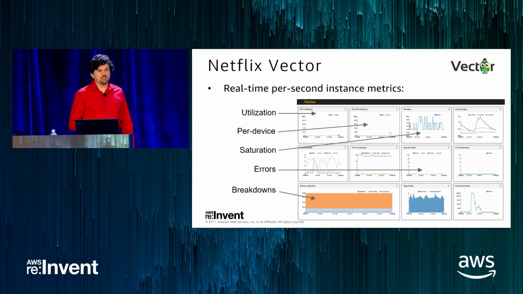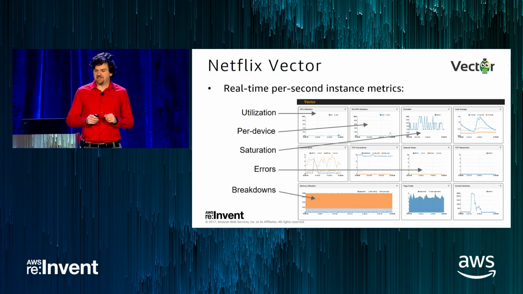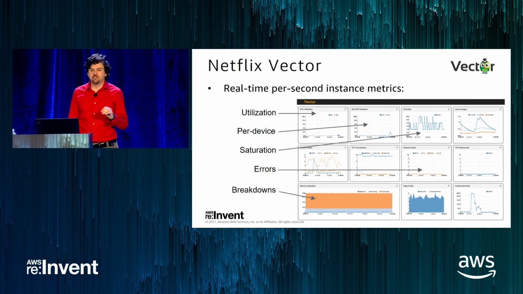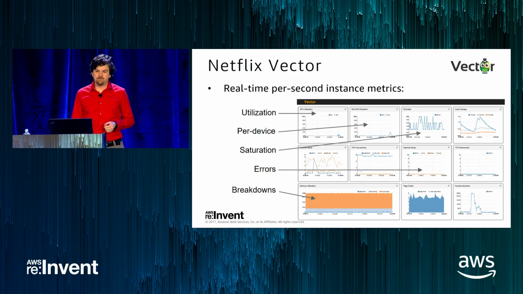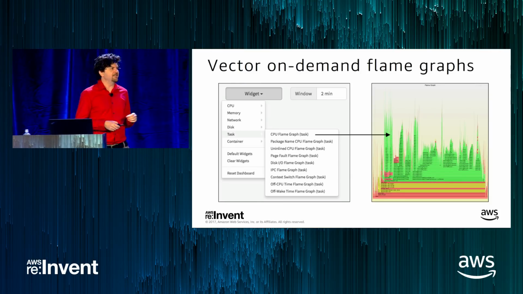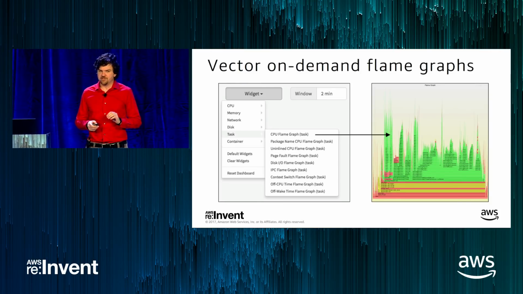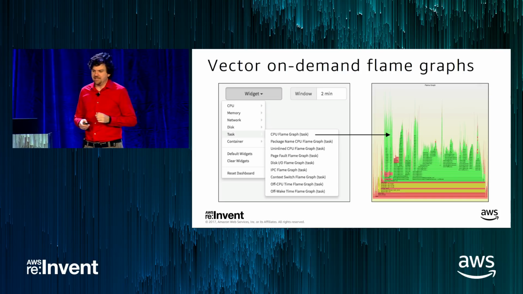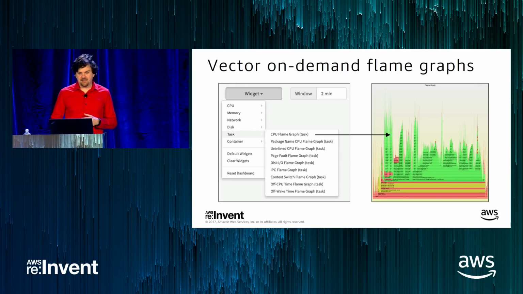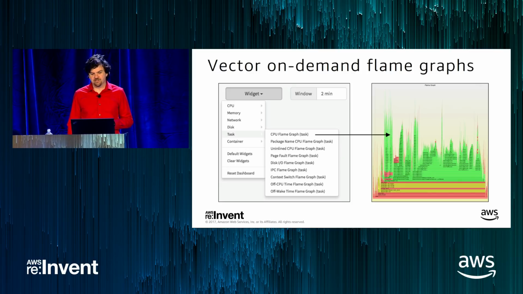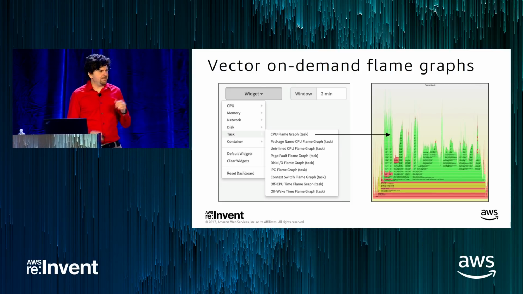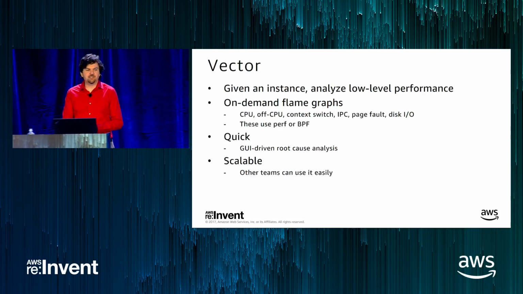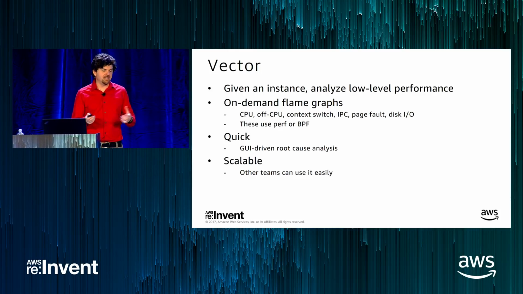Netflix Vector is a newer tool that we've been developing for instance analysis. And so this has a USE method inspired dashboard showing utilization, saturation, and errors. But Vector is also great because it's where we can launch on-demand flame graphs. So we can click a button and get a CPU flame graph in a minute and quickly understand CPU performance. And I've recently been adding more flame graph types to do the off-CPU analysis using eBPF, which is awesome. So Vector is also open source like Atlas for analyzing low-level performance.